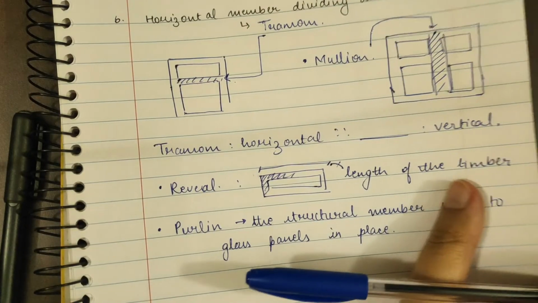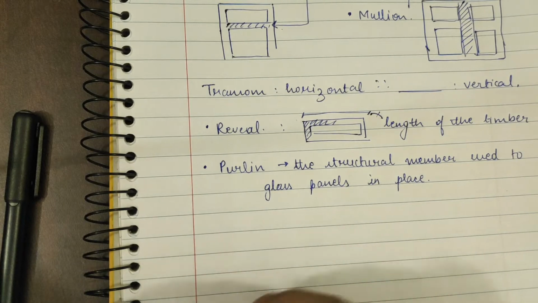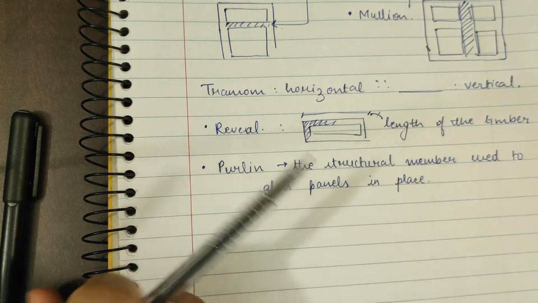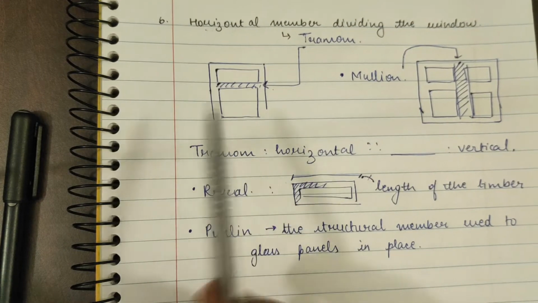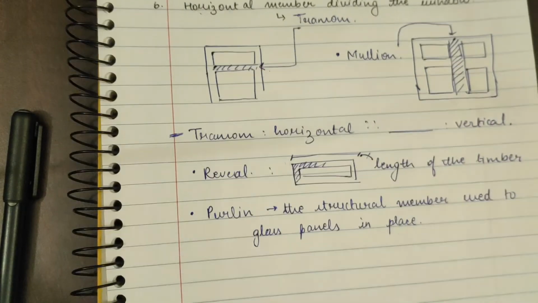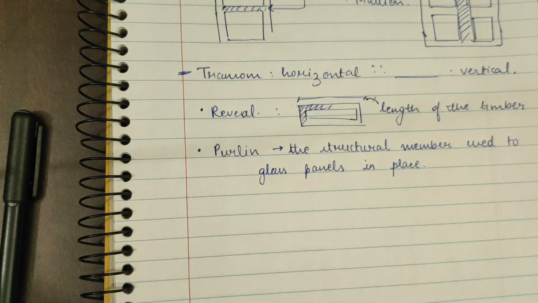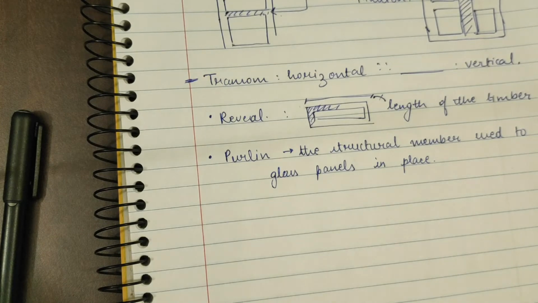So we see that in one question only we get so much information. What happens in GATE is that they won't repeat the exact question, so they won't ask what is the vertical member dividing the window, but they can, and they have asked questions like this. They can also ask something about reveal and purlin, so we have to know about all these different options as well. Knowing the question better will help us in understanding the syllabus and everything better.